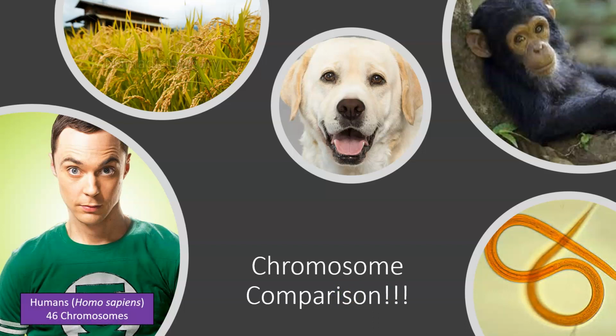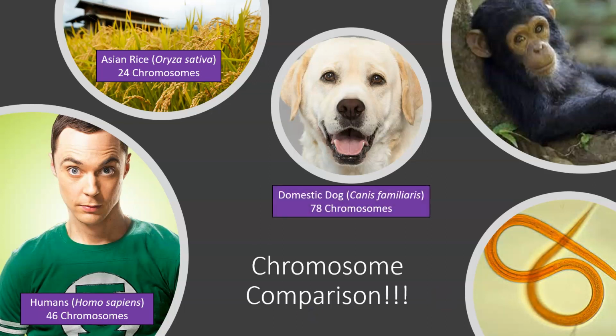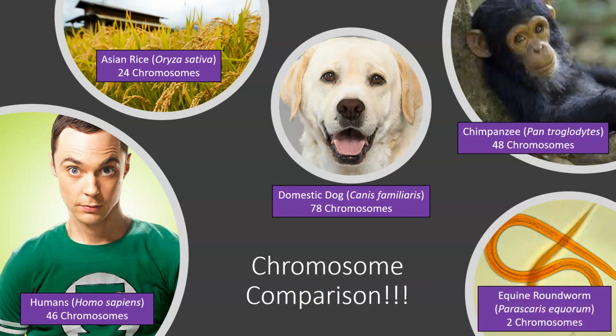And so if we look at them, humans, like you and I, have 46 chromosomes. Asian rice, or Oryza sativa, is going to have 24 chromosomes. They have roughly half the number of chromosomes we do. Dogs, or the domestic dog, Canis familiaris, is going to have 78 chromosomes, or almost double what we have. The chimpanzee has 48 chromosomes, and then if you look at the parasitic roundworm, which is equine roundworm, a specific roundworm in horses, it is going to have only 2 chromosomes.